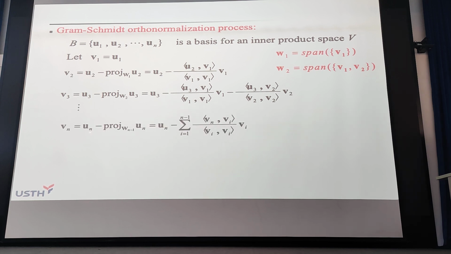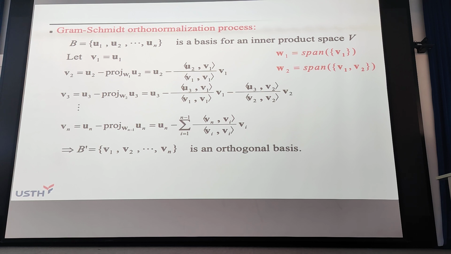way, you can get Vn to be that one. At any step here, you get V1, V2, V3 up to Vn, and they are orthogonal to each other. That is, if we denote it by B prime, V1, V2, up to Vn, then it will be an orthogonal basis. It's orthogonal already. But what do we need? We need an orthonormal basis.